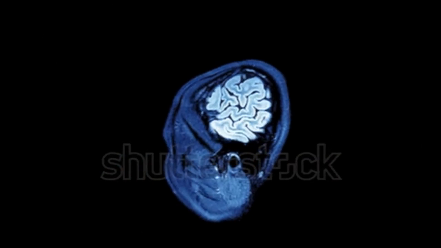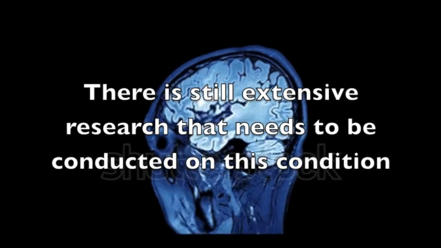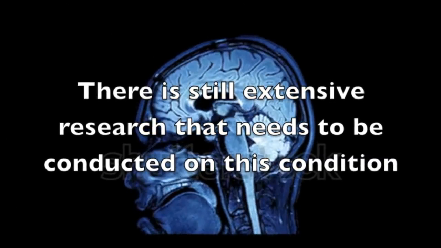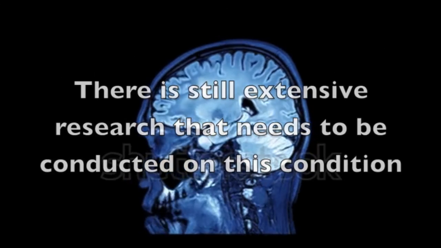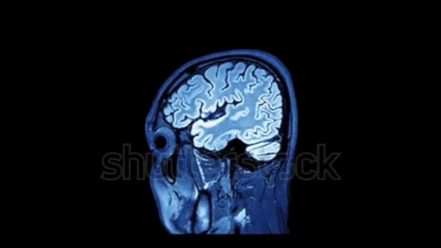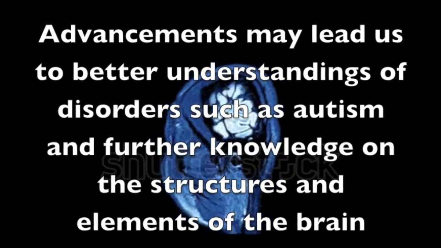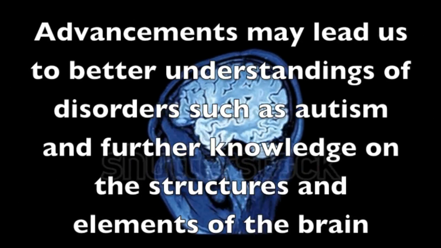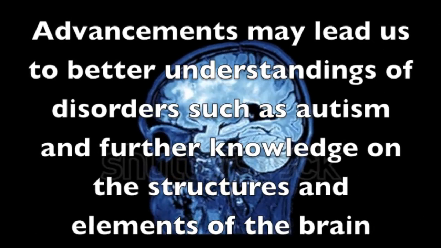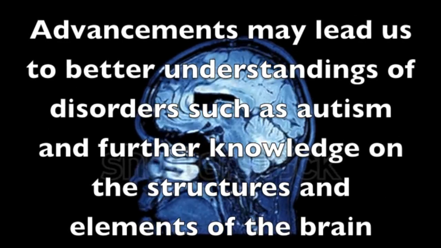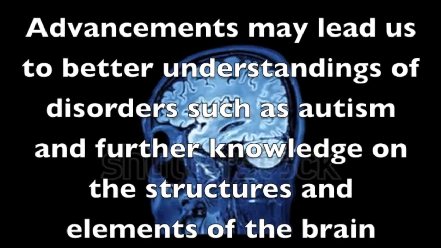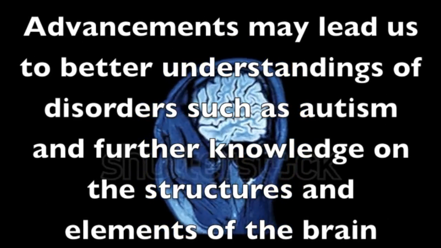There is still extensive research that needs to be conducted on this condition. Advancements may lead to a better understanding of disorders such as autism and schizophrenia, thought to be caused by an increase or decrease in brain activity, as well as problems in forming correct associations. Research would also provide knowledge on the structures and elements of the brain. Lastly, it may provide insight on how the brain functions socially.